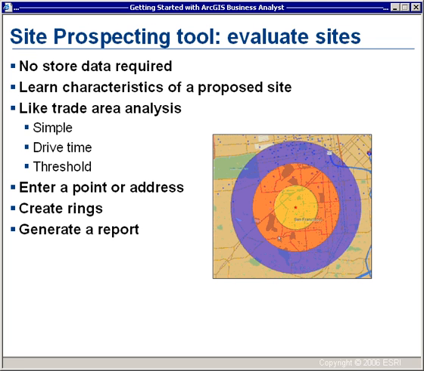When you find a site to expand into, you may use the site prospecting tool. Maybe you have several sites to consider. With this tool, you can click on those sites or enter their address and make a sort of an on-the-fly, simple drive time or threshold trade area, and get one of those reports.